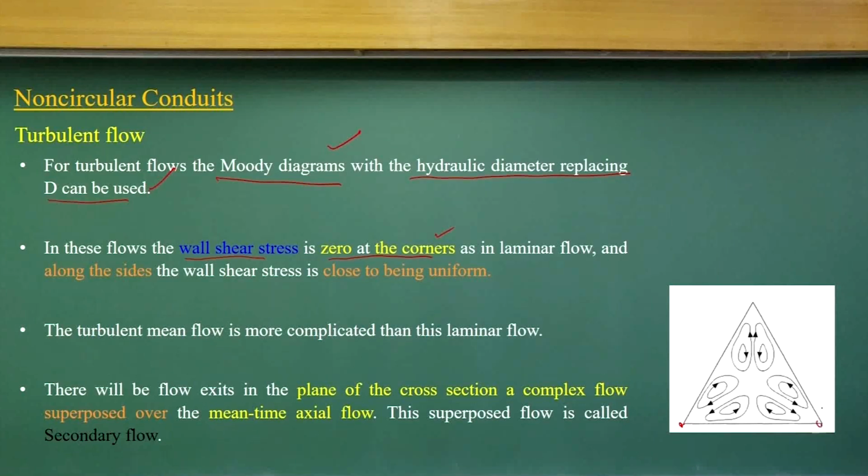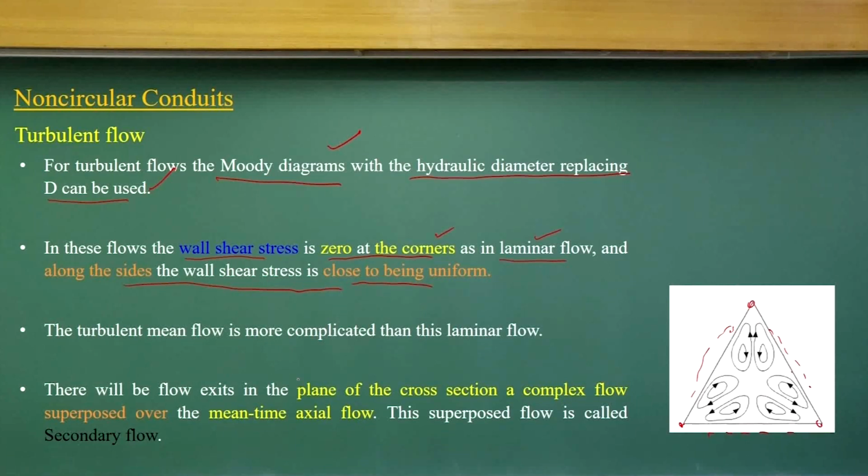The wall shear stress is 0 at the corner, as we already said for laminar cases. So, we will have wall shear stress at the corners of 0, but along the side the wall shear stress is close to being uniform. This side you will have uniform stress, not the maximum at the midpoint as you got in the case of laminar flow. That is the flow behavior observed by conducting a series of experiments, quantifying the velocity distributions and knowing what the wall shear stress could be.